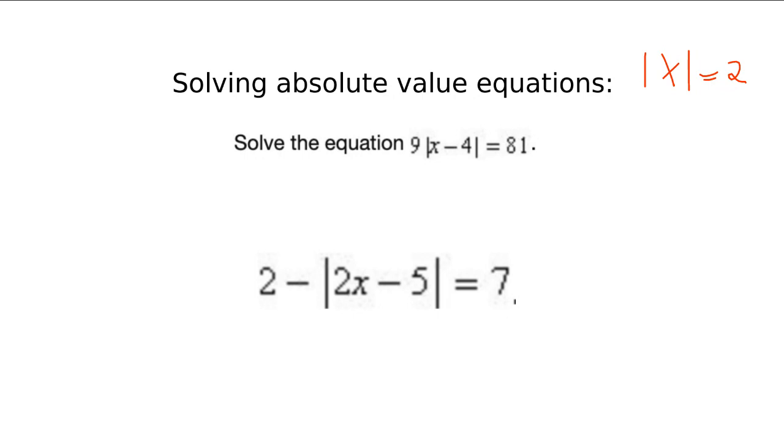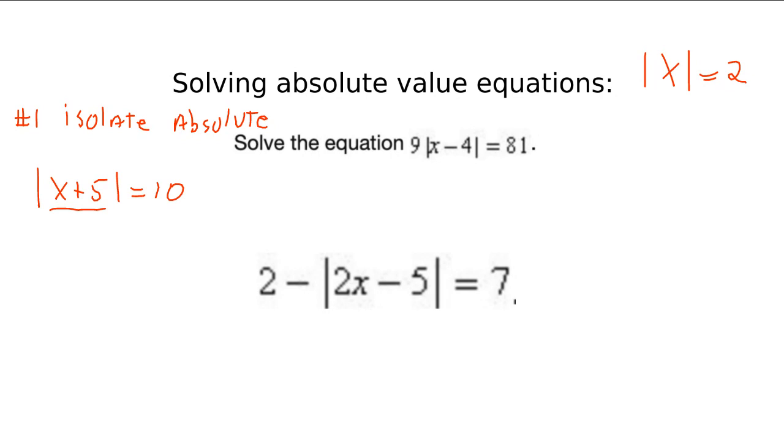Now, what are the steps? Step number 1, you have to isolate the absolute value symbol. What does that mean? If I give you the absolute value of x plus 5 is equal to 10, isolate the absolute value means that on one side of the equal sign, you have to get it all by itself. The insides stay, but there's nothing on the outside.